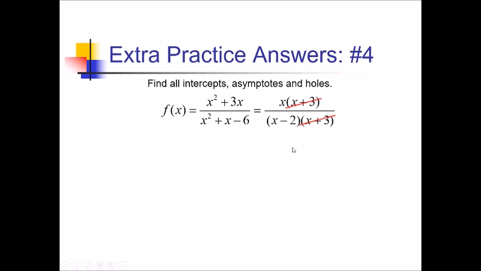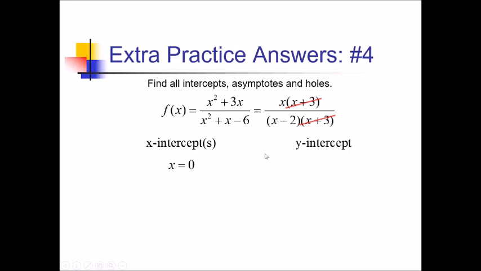So let's go ahead now and analyze this thing to see what our intercepts and asymptotes are. For x-intercepts, we are setting the simplified numerator equal to 0. In this case, all that's left is x, so we literally just say x equals 0, and x equals 0 is the x-intercept. We have an intercept at the x value 0.